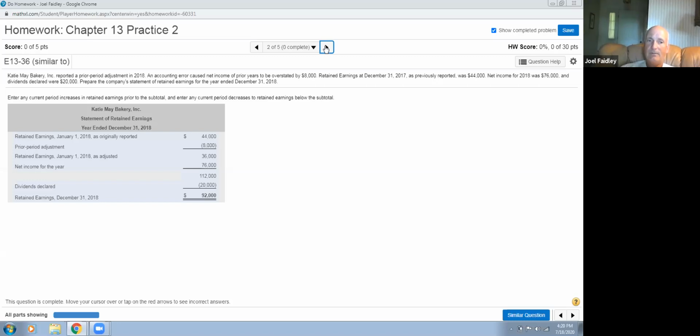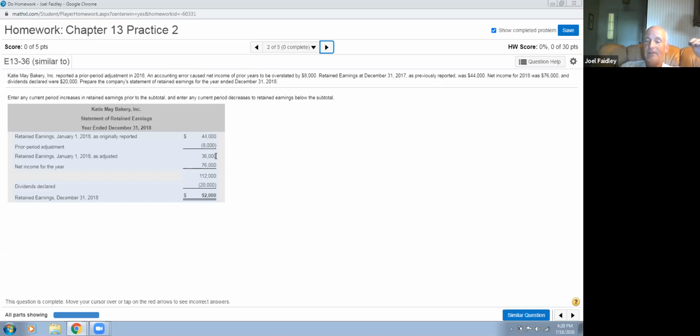And they just want you here not to make the journal entry, just to show your statement of retained earnings. So there's retained earnings, 44,000, originally reported. There's my prior period adjustment for $8,000 because it says net income of prior years was overstated, an accounting error. If it's an error, you have to make a prior period adjustment. $8,000, so there's my reduction. So my retained earnings adjusted prior to this year should have been $36,000.